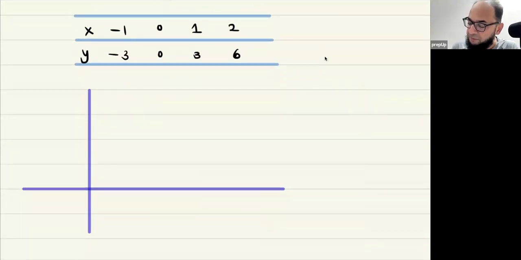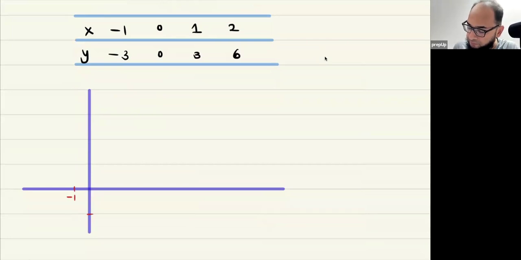So now, if I plug in these values, let me first plug in the values to see the kind of graph that I'll get. So let me get started over here, minus 1, minus 3. So let's say this is negative 1 and this is negative 3.